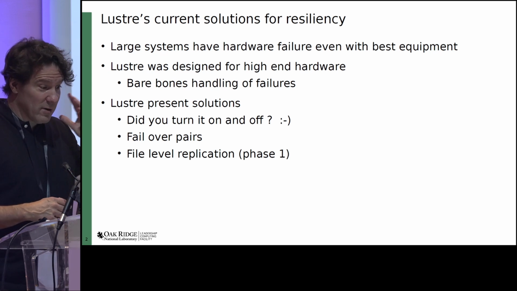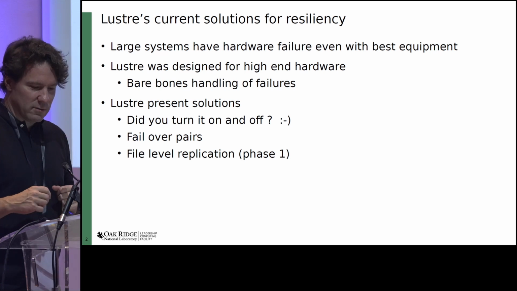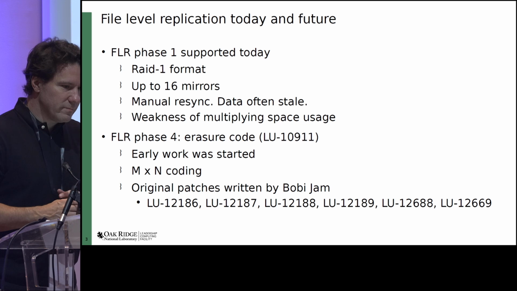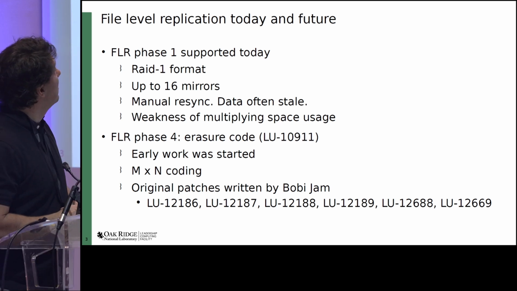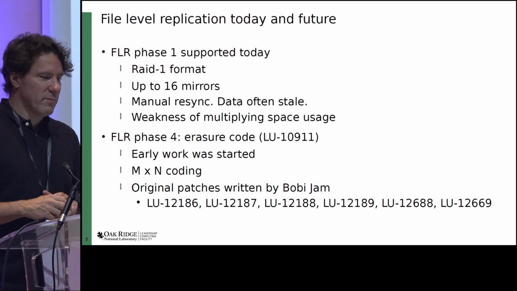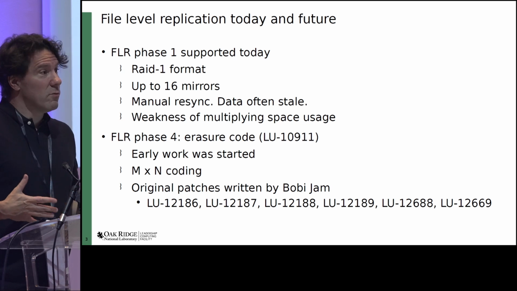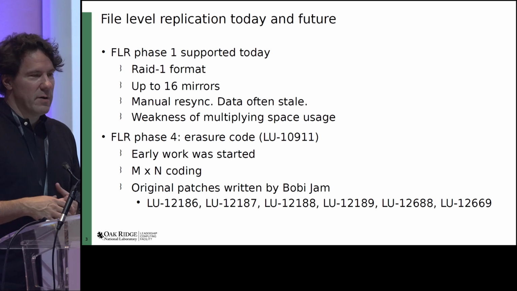In file level replication, it's just mirroring. It's your basic exact duplication of data. And that's where that is today. So we have a basic mirror RAID format. You can have up to 16 mirrors. The way it works, though, is it's not an automatic system.